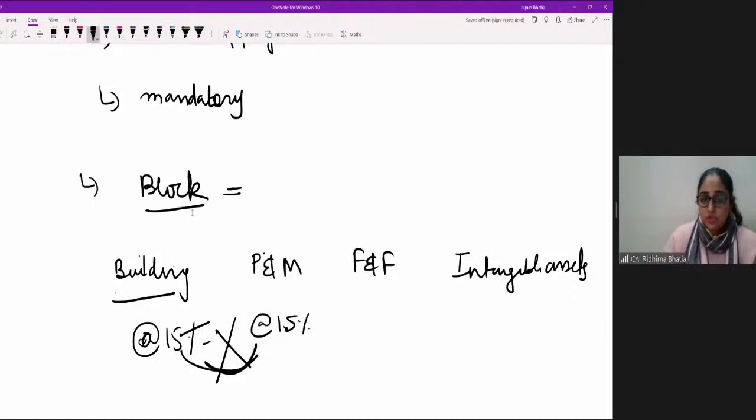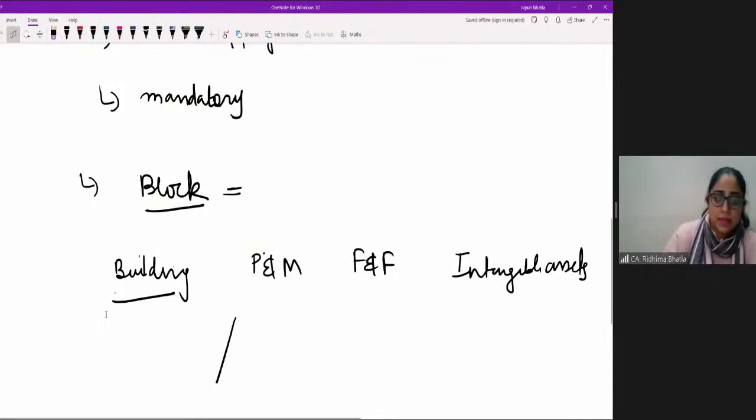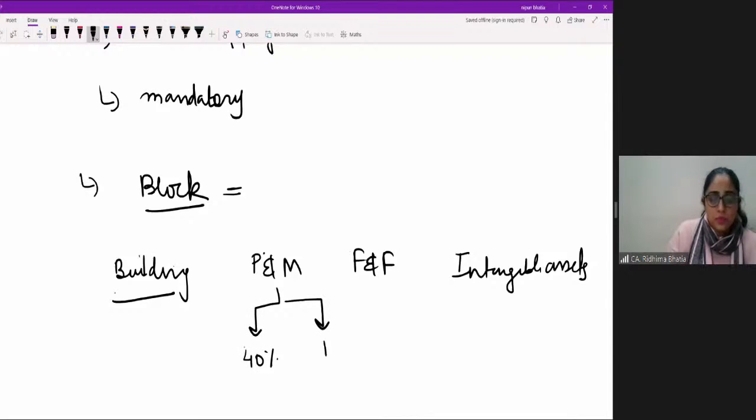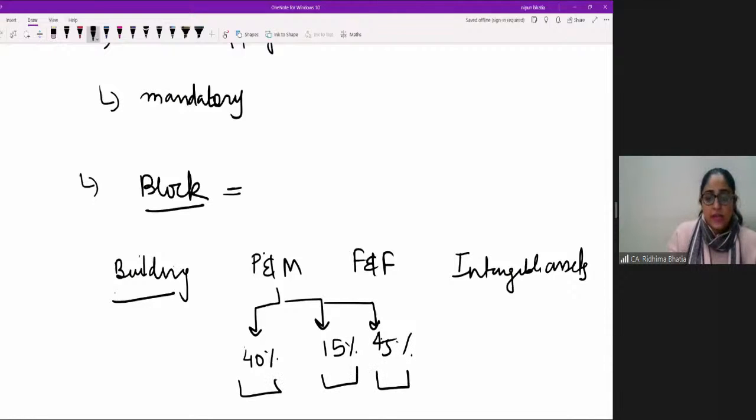So same nature and same rate. Another example, if I have, say, for example, plant and machinery, I have one asset which would be charged at the rate of depreciation of 40%, another asset which would be charged at the rate of 15%, another asset which would be charged at 45%. So how many blocks will come? 1, no, 2, 3. 3 different blocks of asset would be created. Why? Because even if the nature is same, the rates are different.